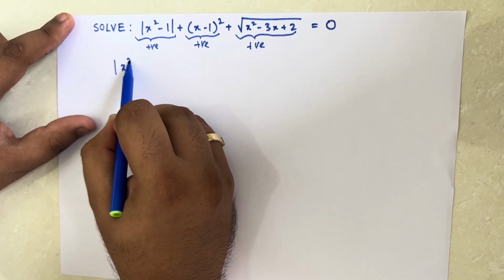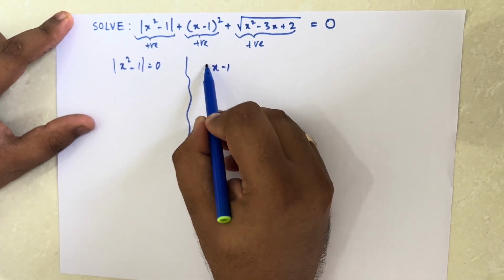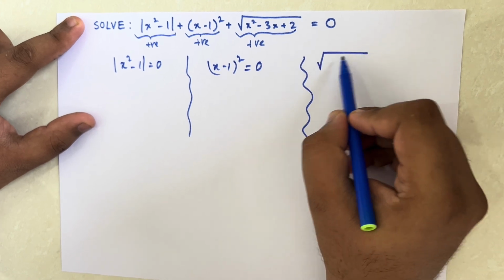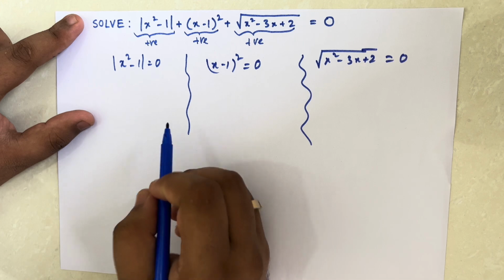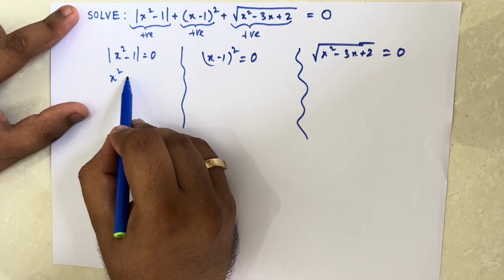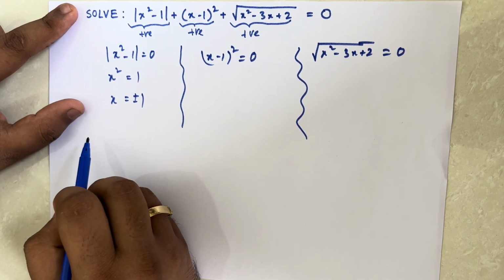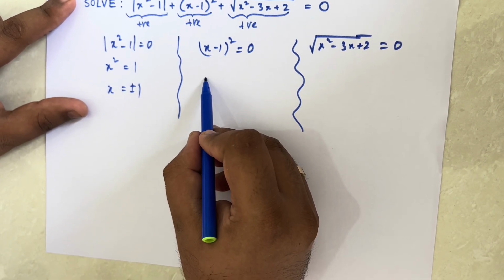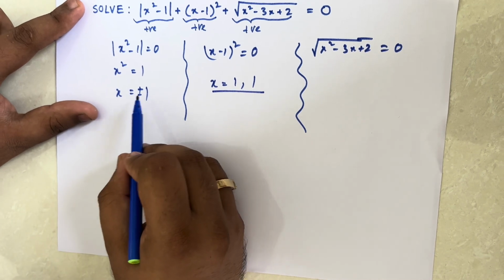So simply what I will do, mod x square minus 1 equals 0. This is one case. X minus 1 whole square equals 0. This is another case. And what is the third case? X square minus 3x plus 2 equals 0. This is the third case. Now I will solve this problem. Simply you can remove mod over here. X square equals 1. X equals what? Plus minus 1. Simple over here. X is plus minus 1. X minus 1 whole square equals 0. So what is the value of x over here? X is 1 and 1. So these are two values of 1. X is plus 1, x is minus 1.